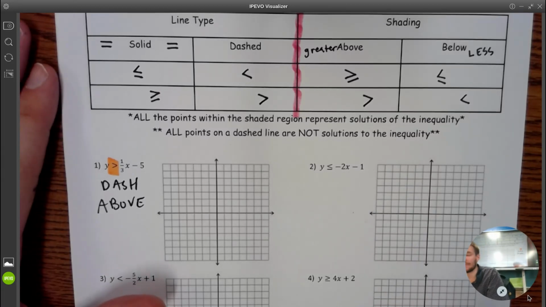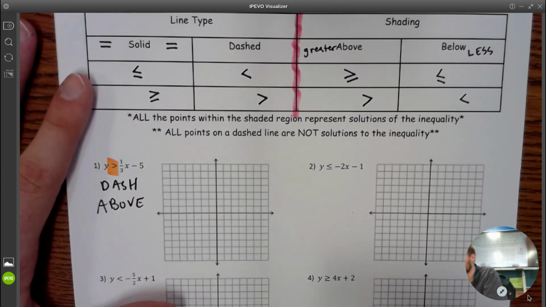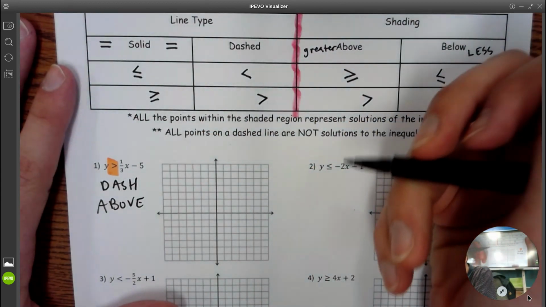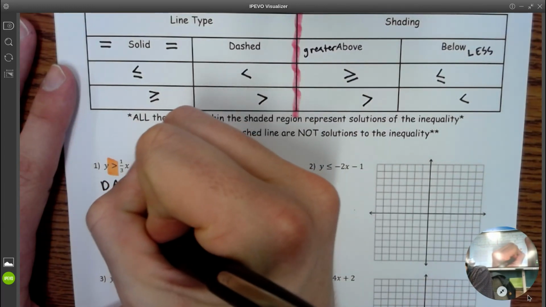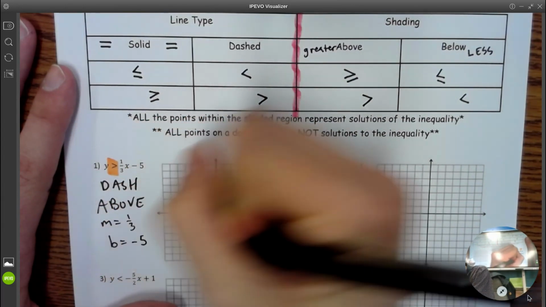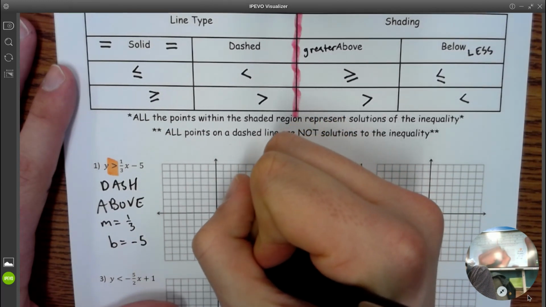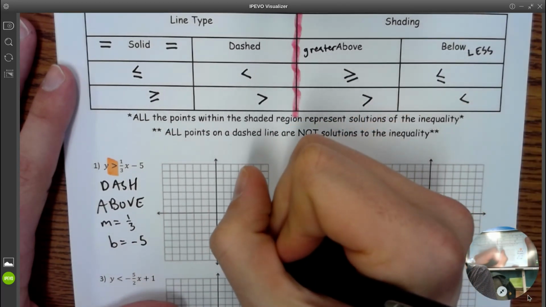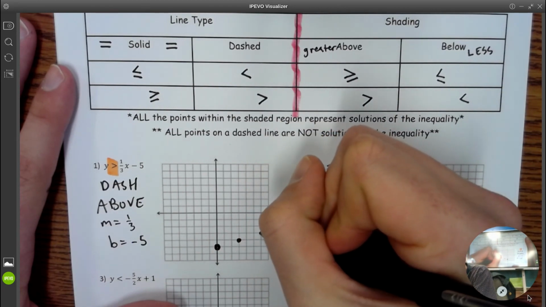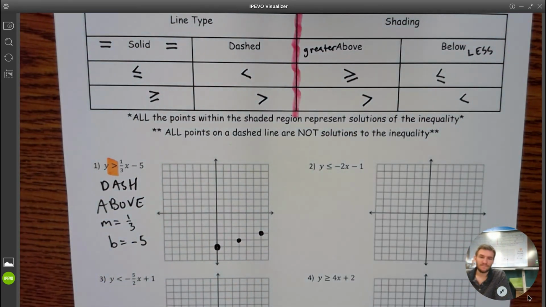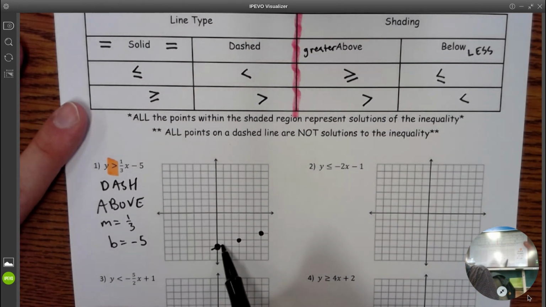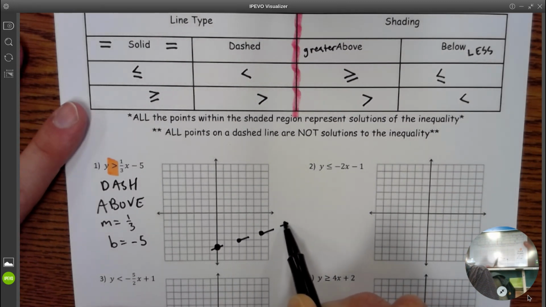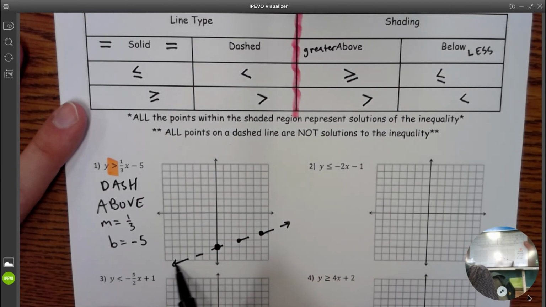At this point, we should be rock star graphers. We have graphed like 50 lines this week, and we're doing pretty good. So I'm going to think about my M and the B. M equals 1/3, B equals -5. I'm going to go down to -5 right here. Do a little rise over run, rise over run. Before you draw your line, remember it should be a dashed line. All the dashed line means is give it some little breaks, like you did a little eraser on it.